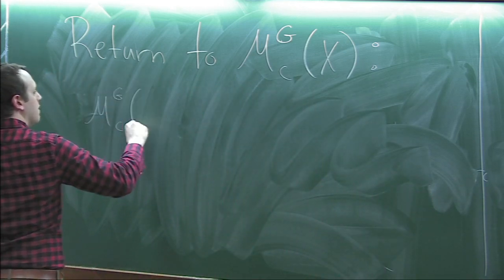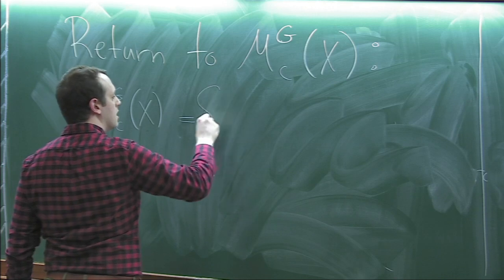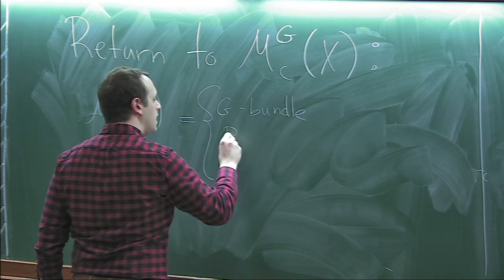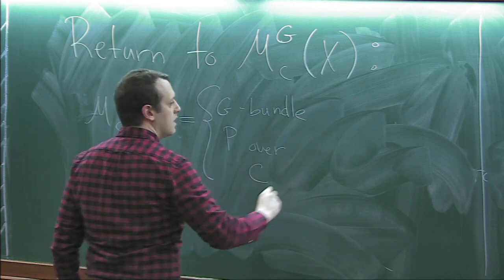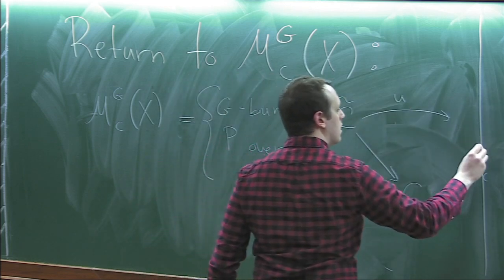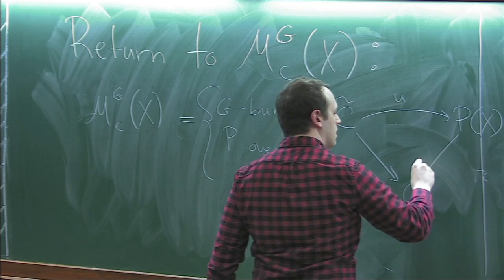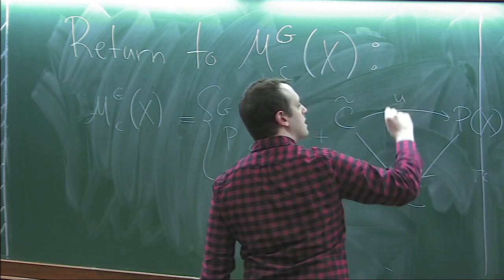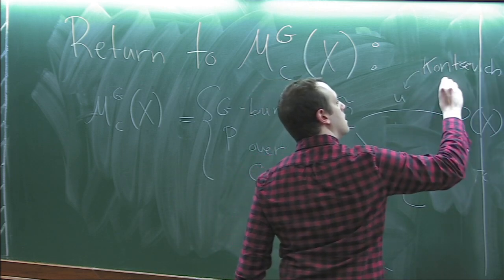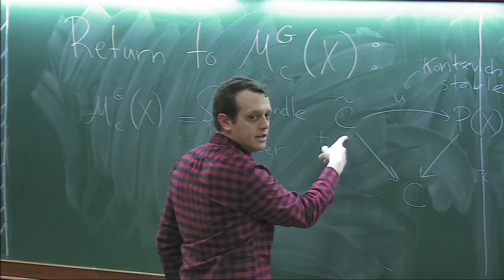This is MC_G(X). So X is a G-projective scheme, C is a smooth curve, and this parameterizes things like this. So this is a G bundle P over X over C, plus a picture like this. So it's a nodal map like this, U to P(X), the associated fiber bundle. And this map here, U, is Kontsevich stable.